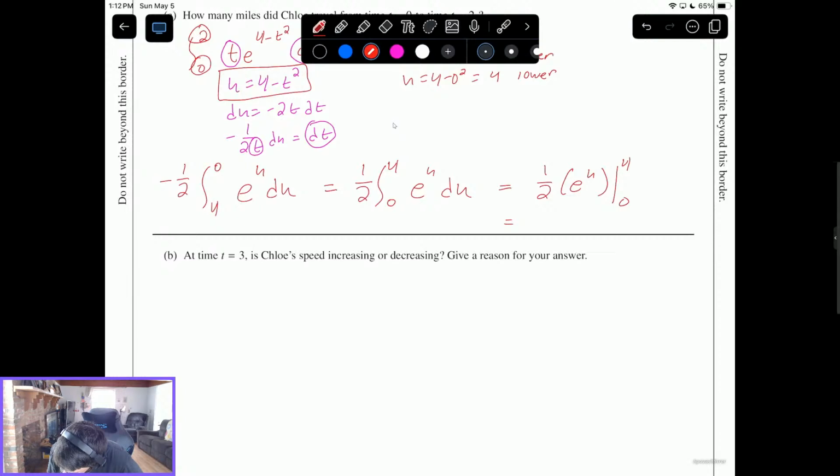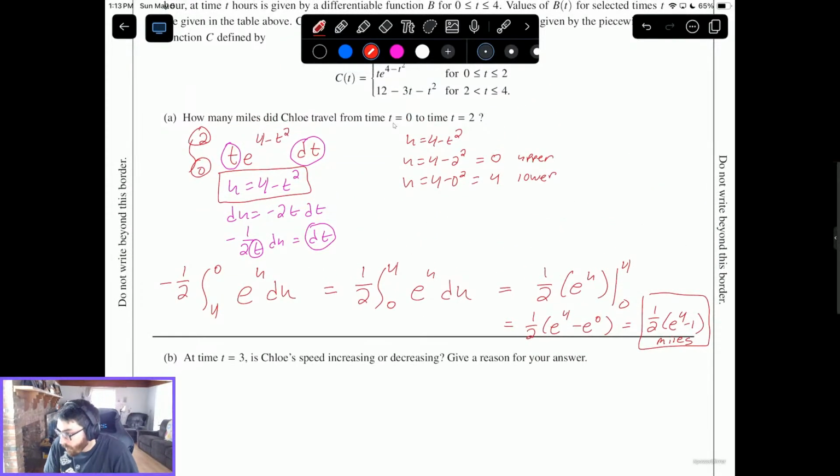We're going to plug, or we already integrated. We're going to plug in the upper bound. The upper bound is 4. The lower bound is 0. And this is just equal to 1/2 e to the 4 minus 1. If I simplify e to the 0 to 1, and the unit on this is actually just miles, I believe. Miles. So to answer the question, Chloe traveled 1/2 times e to the 4th minus 1 miles.